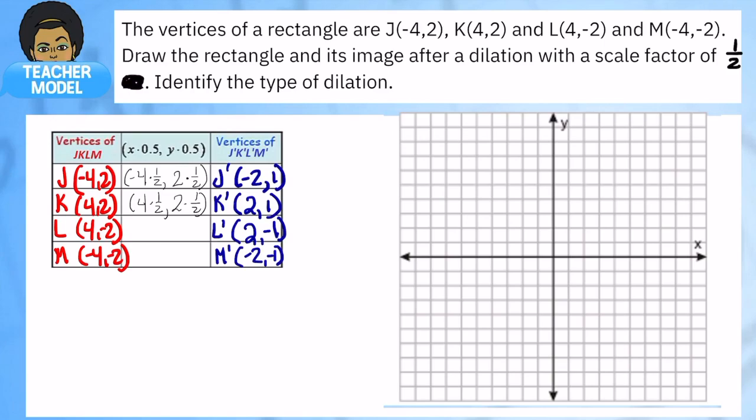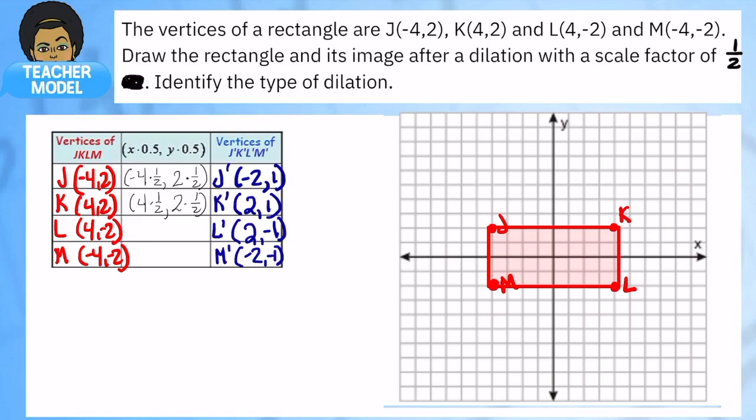Okay, so let's put in our original points, J, K, L, M. So -4, 2. Here's J, and 4, 2. Here's K, 4, -2. Here's L, and -4, -2. Here is M. So I'm going to just connect these dots. So here's my original figure, rectangle JKLM.